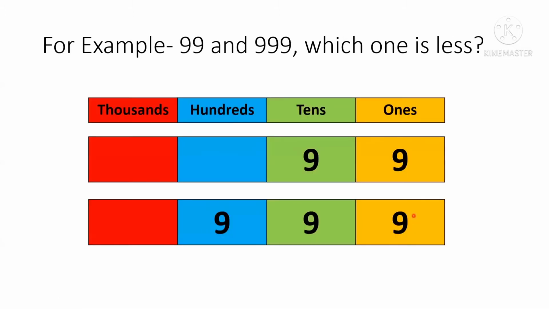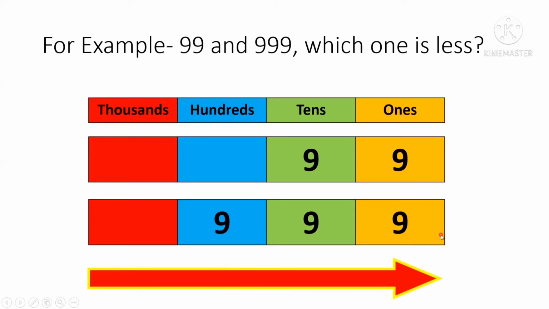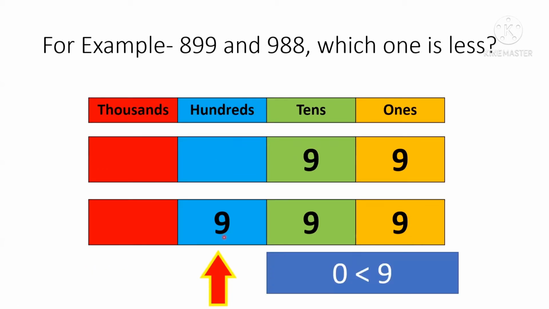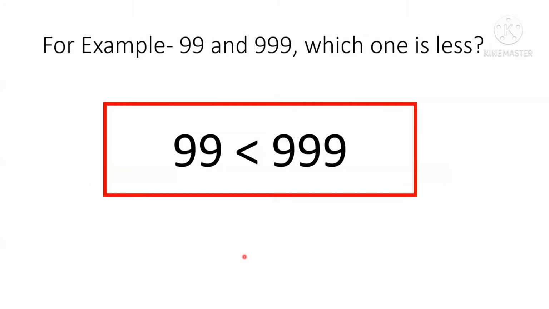Okay, let's solve another example. 99 and 999. Which one is lesser? Now look at the place value chart here. We look at the numbers from left to right. We see that in the hundreds place, here we have a number in the second one, and in the first one we don't have a number. That means it's 0. Okay? So now here when we look at this column, we can see that 0 is less than number 9.